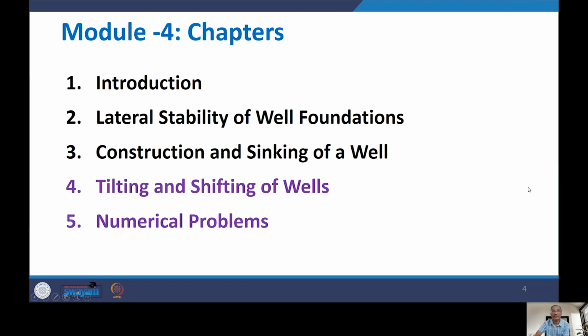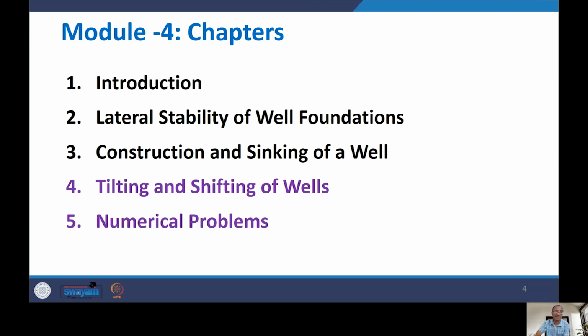Once we are done with that, we will be discussing two numerical problems on well foundations, which will be covered based on Terzaghi theory as well as the IRC method, where in the IRC method we are going to discuss both the elastic theory method as well as the ultimate soil resistance method. So let's start with the tilting and shifting of wells.